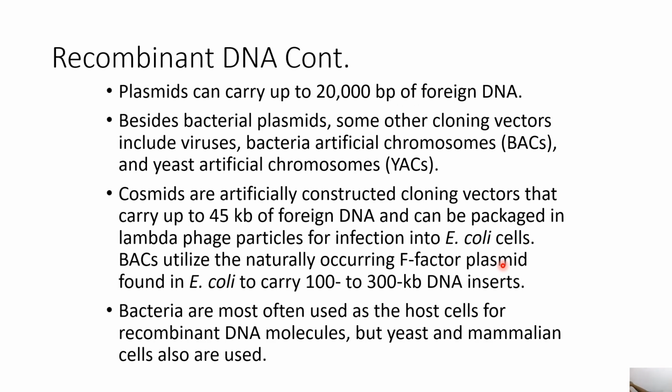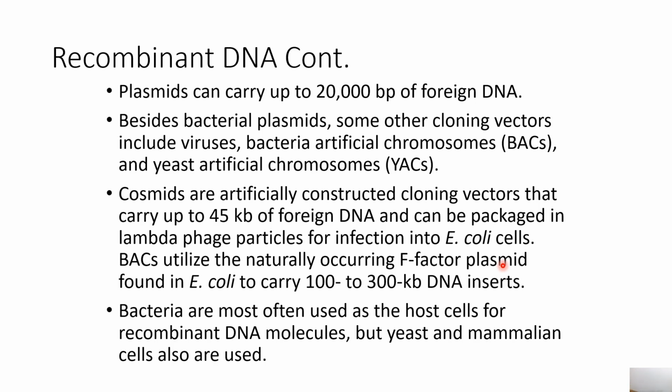Now, plasmids can carry up to 20,000 base pairs of foreign DNA. And besides bacterial plasmids, some other cloning vectors include viruses, bacterial artificial chromosomes, and yeast artificial chromosomes, which we call BACs or YACs. Now, cosmids are artificially constructed cloning vectors that can carry up to 45 kilobases of foreign DNA and can be packaged in lambda phage particles for infection into Escherichia coli, or E. coli, cells. Now, BACs utilize the naturally occurring F factor plasmid found in E. coli to carry 100 to 300 kilobase pair DNA inserts.